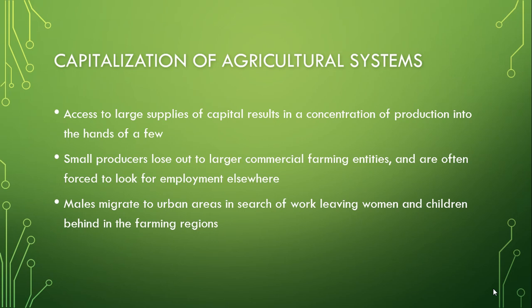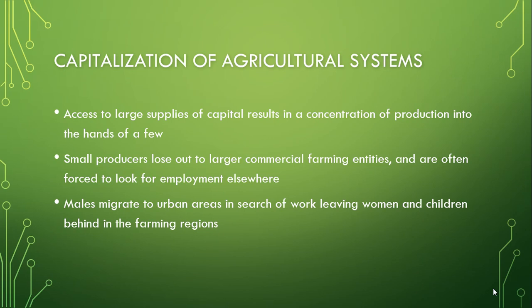So additionally, where you have access to large supplies of capital, this results in a concentration of production in the hands of a few. So what we are talking about now is a situation where a balance of power and a balance of access to resources is being placed in the hands of large commercial entities at the expense of small producers. And oftentimes many of the small producers will end up having to go out of business because they're forced to go elsewhere looking for employment.